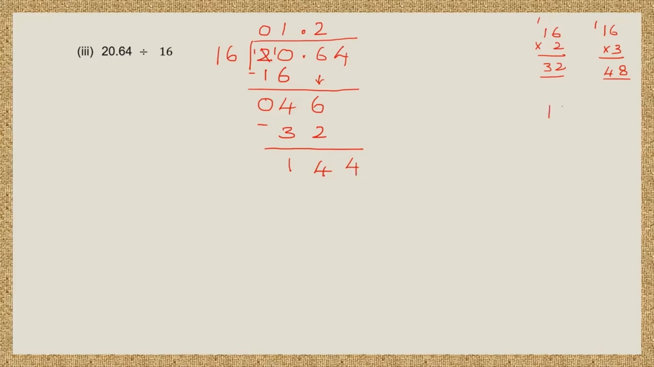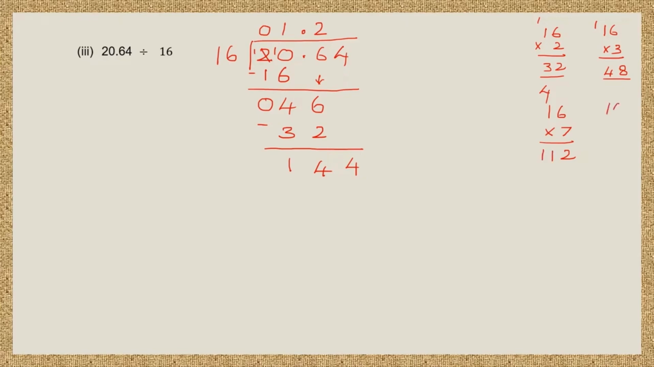Now let's multiply 16 into, say, 7. Let's try. 6 sevens are 42. Carry 4. 7 ones are 7, 8, 9, 10, 11. I can still get a number closer.